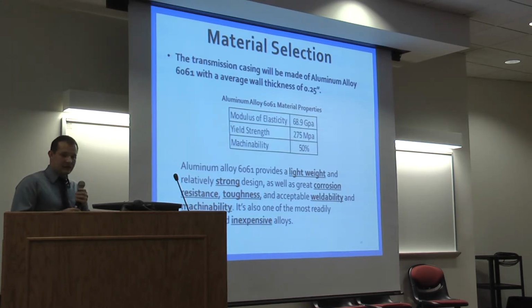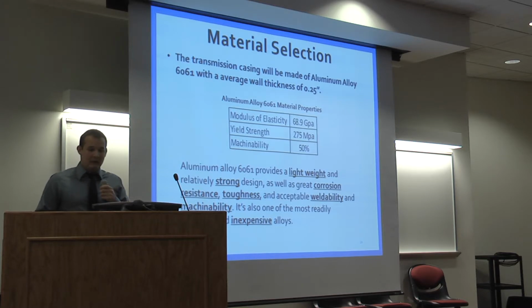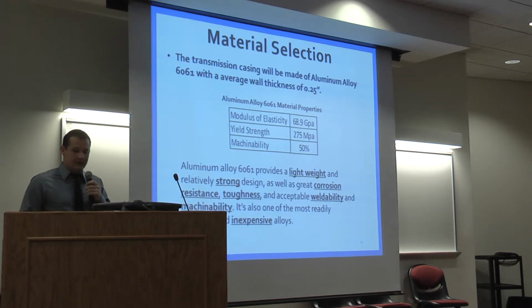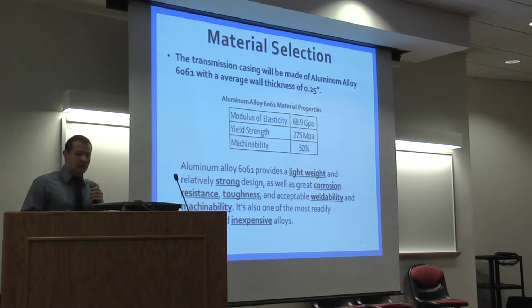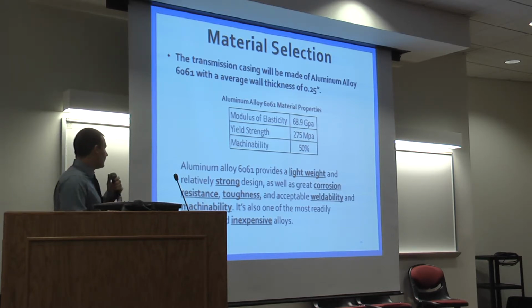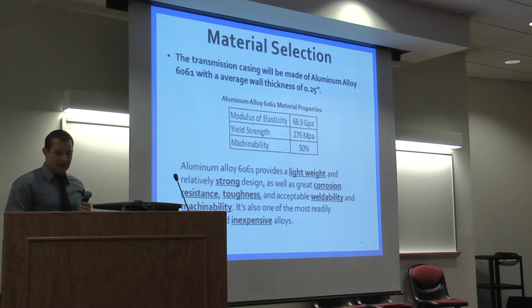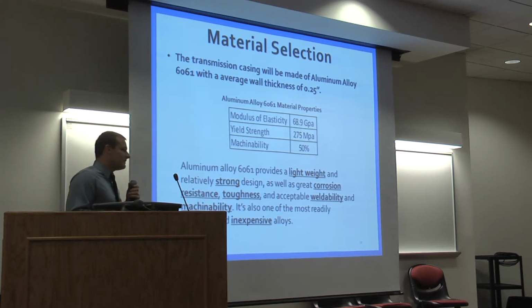The transmission casing will be made of aluminum alloy 6061 with an average wall thickness of 1/4 inch. The table in the middle shows a few of the material properties of aluminum alloy 6061. We chose this material because it provides a lightweight but relatively strong design, as well as great corrosion resistance and toughness. It has great machinability and weldability for the machine shop, and it is one of the most inexpensive and available alloys within the industry.